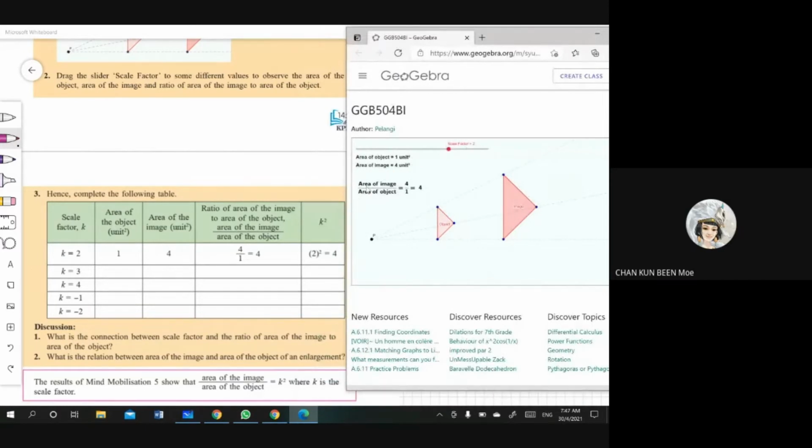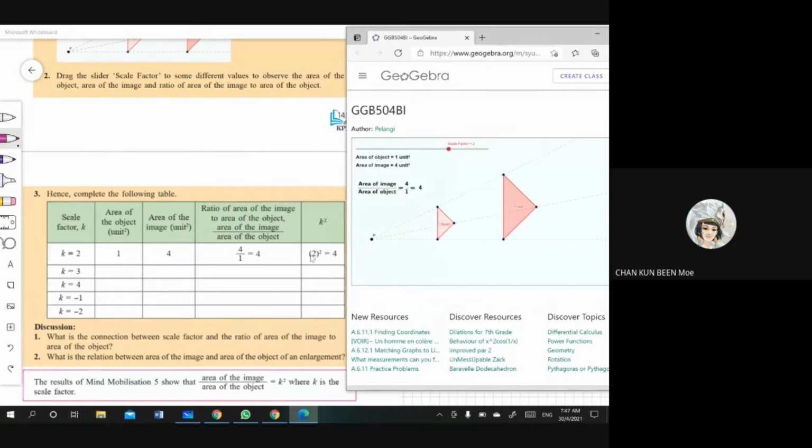Okay, so you can see this one is given based on what we have over here. So area of object is 4. So you fill in this part over here. Area of image is 4, area of object is 1. Therefore 4 divided by 1, you get 4. That is the ratio of the area of the image to the area of the object. So the k given is actually 2, because you can see from here, the scale factor is equal to 2. So k squared will be 2 squared, equal to 4.